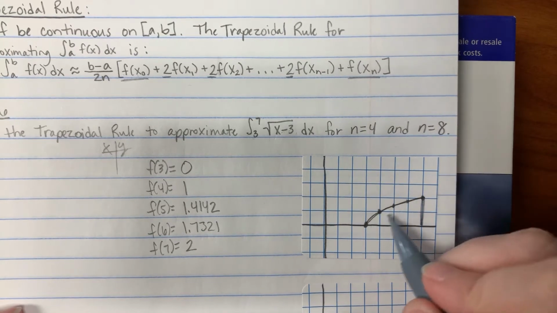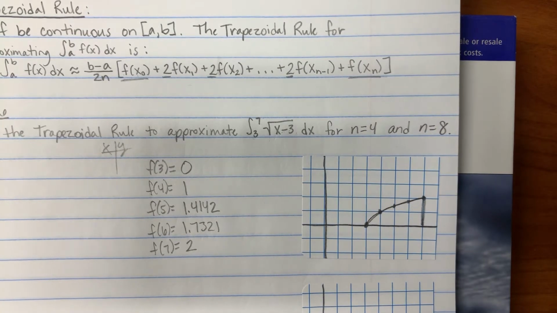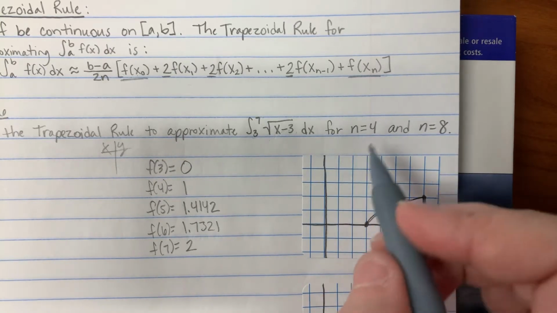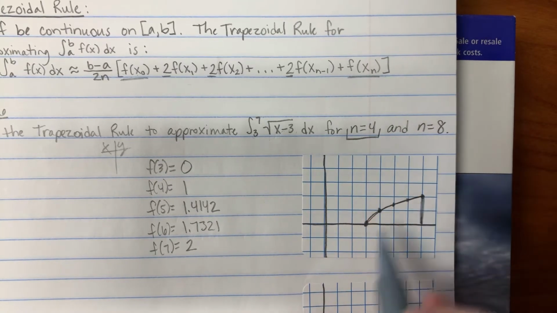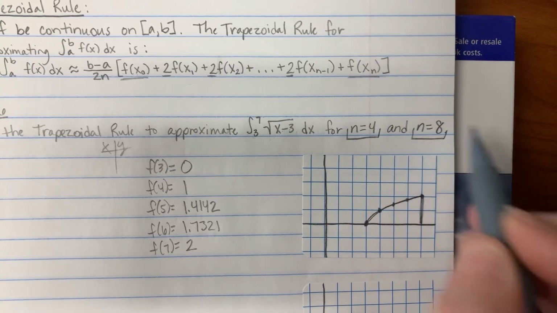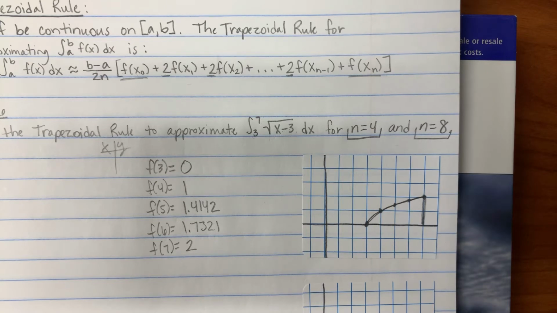I need to find the area from here up to here, and the rule is I'm just going to find a whole bunch of areas of trapezoids in there. Now, they want me to do this in two different ways, so I want you to look at the question up here. One says they want me to do it for n equals 4. The other says they want me to do it for n equals 8. Basically what that means is you're going to have 4 trapezoids or you're going to have 8 trapezoids.